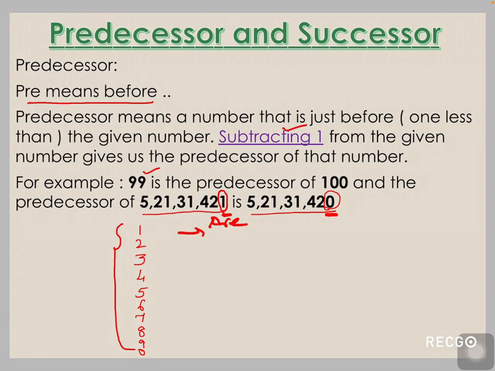So 1 minus 1 is 0, 2 minus 1 is 1, 3 minus 1 is 2, clear? 4 minus 1 is 3, 5 minus 1 is 4, 6 minus 1 will give you 5. Similarly, 7 minus 1 will give you 6, 8 will give you 7, 9 will give you 8. But what if it is already 0? How can you subtract 1 from 0?